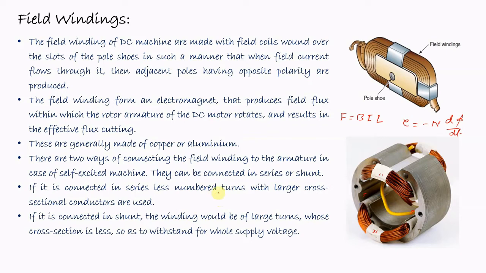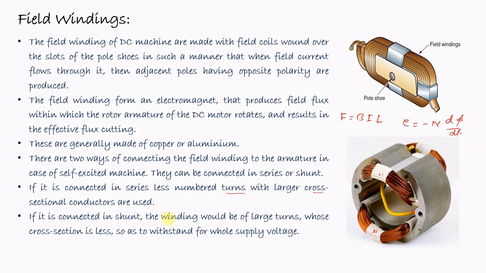Basically, when we connect the field winding in series with the armature windings, the total load current will flow through the field windings also. Therefore, the resistance of the series field winding should be as low as possible. Otherwise, a huge amount of losses will occur. That's why the series field winding should have fewer turns with larger cross-sectional area so that the resistance of the winding is low.